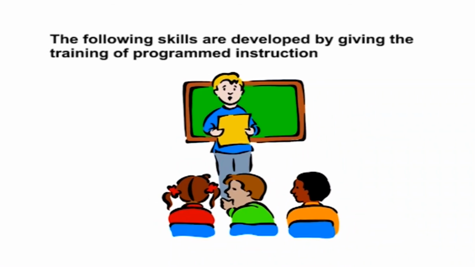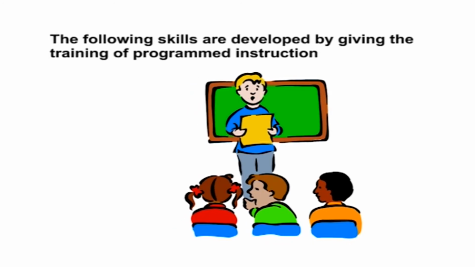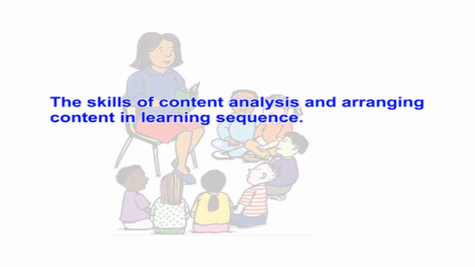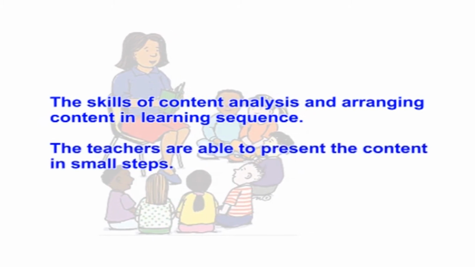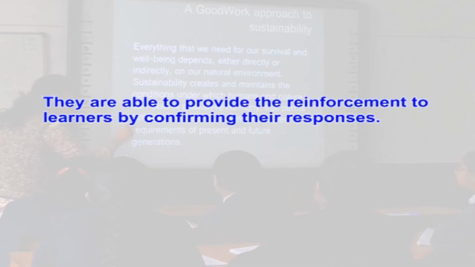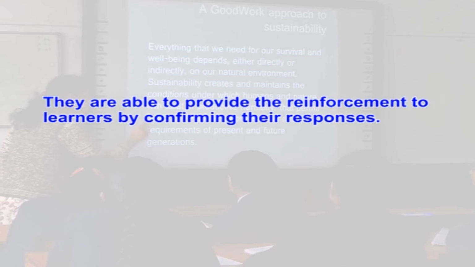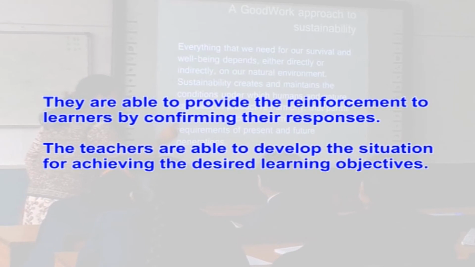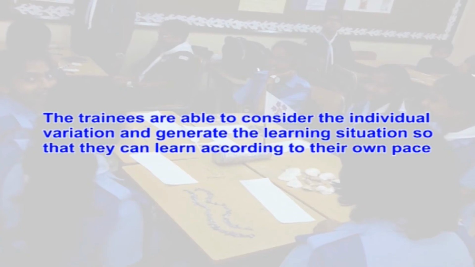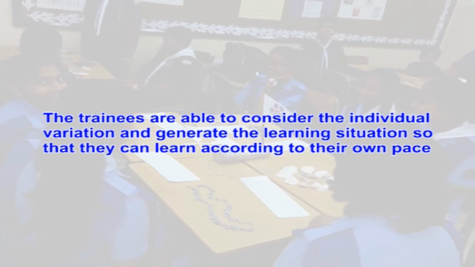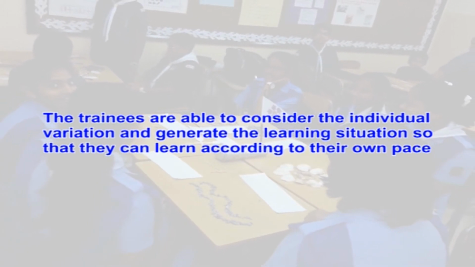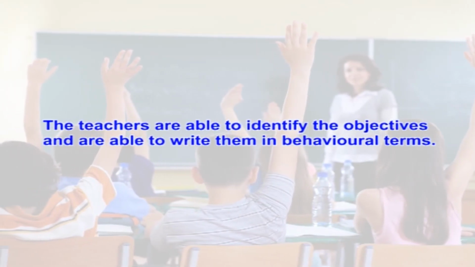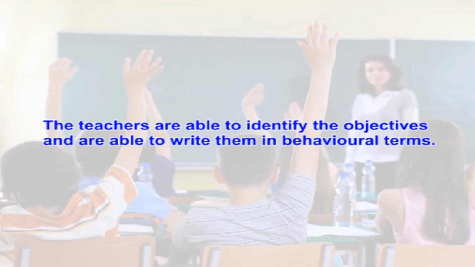The following skills are developed by giving training in programmed instruction. The skills of content analysis and arranging content in a learning sequence. The teachers are able to present the content in small steps. They are able to provide reinforcement to learners by confirming their responses. The teachers are able to develop the situation for achieving the desired learning objectives. The trainees are able to consider individual variation and generate learning situations so that they can learn according to their own pace. The teachers are able to identify the objectives and write them in behavioral terms.